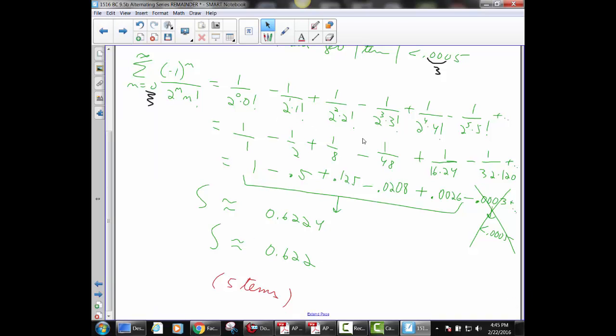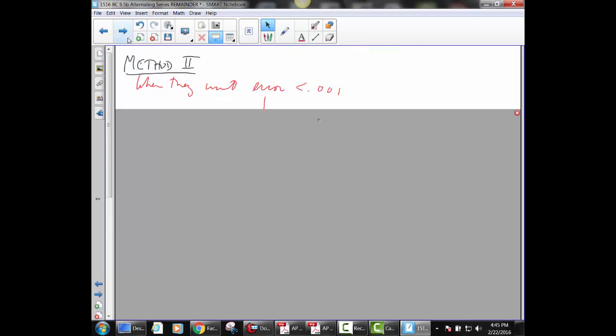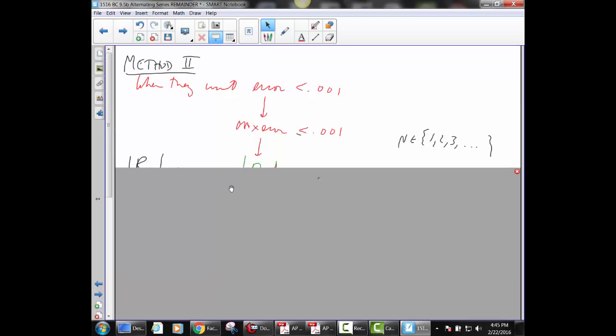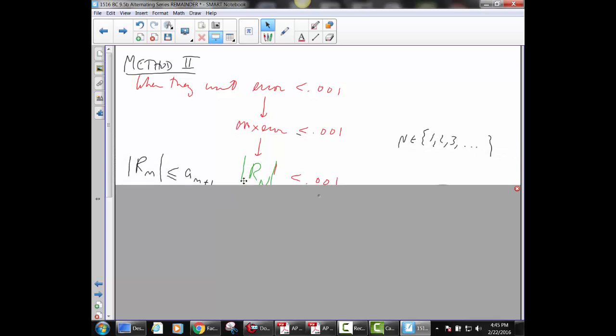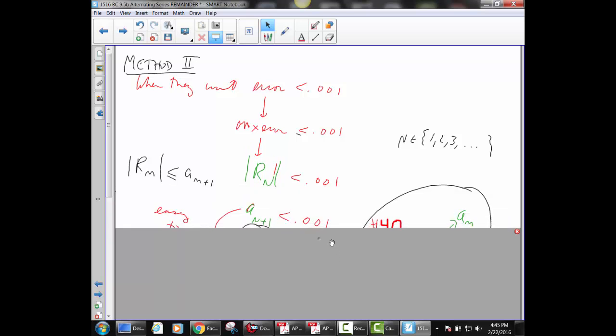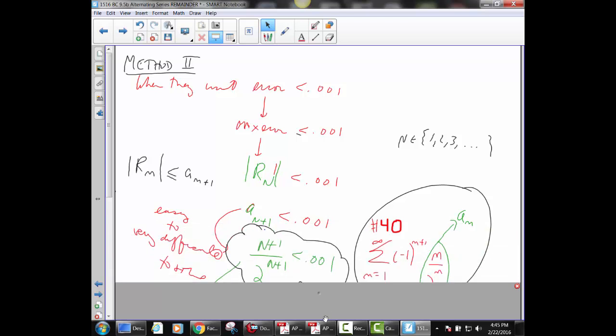But this is a lot of work, and if you didn't have a calculator, you would not want to be sitting there dividing 1 by whatever 32 times 120 is. Method 2, if they want an error of less than 0.001, that means the maximum error has to be less than 0.001, which means the absolute value of the Rn has to be less than 0.001.